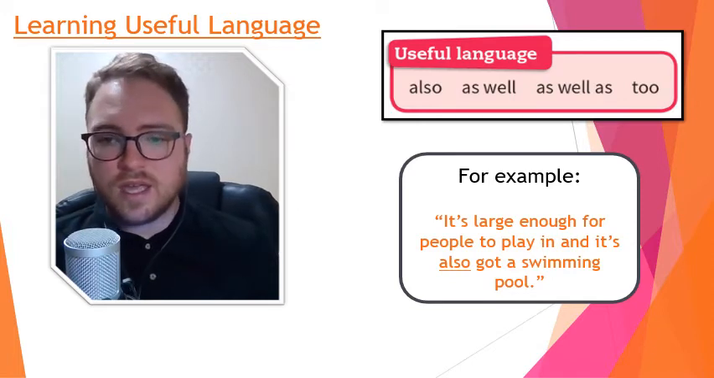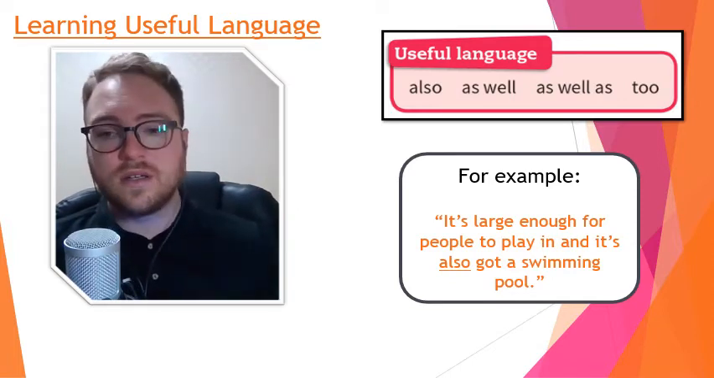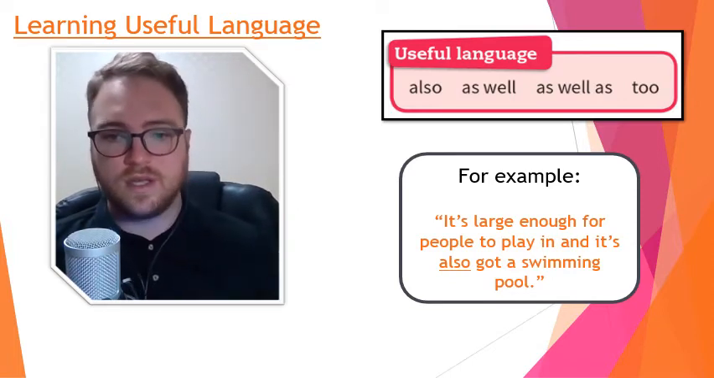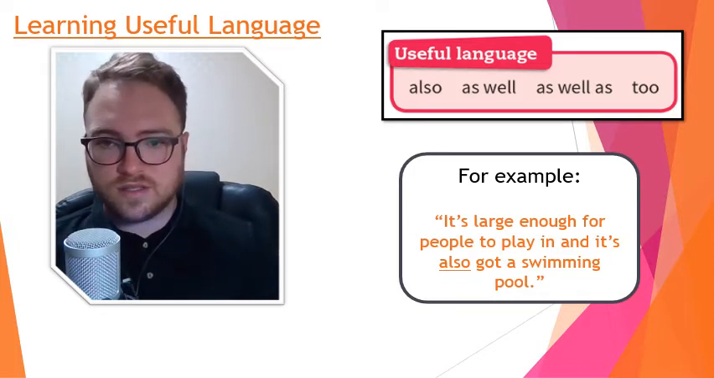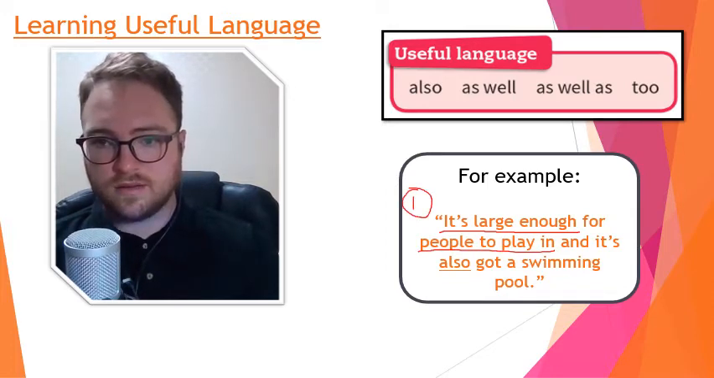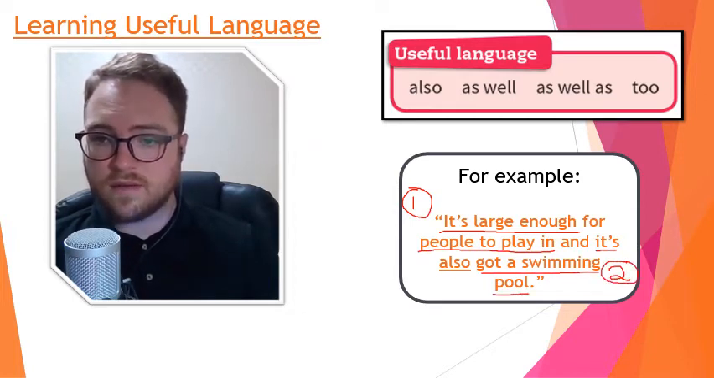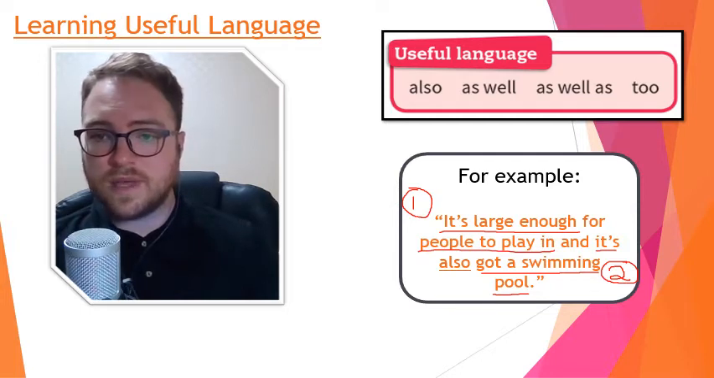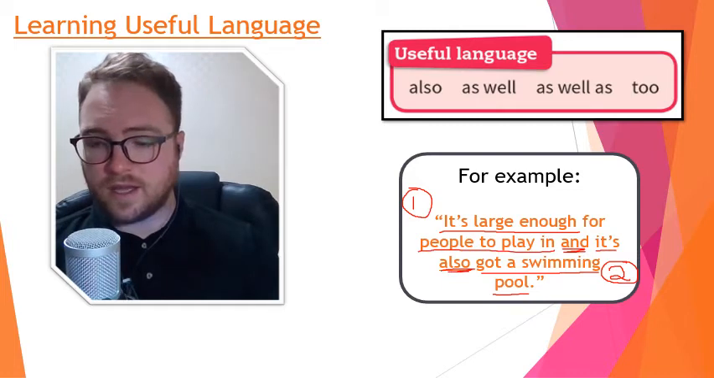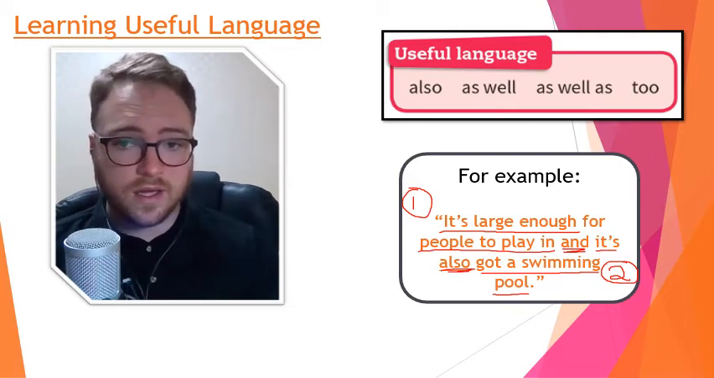And it's also got a swimming pool. Okay, so here's this part here is clause number 1. And then here, it's got a swimming pool. This is clause number 2. Okay, so we have here "and also". They're connecting the two clauses.